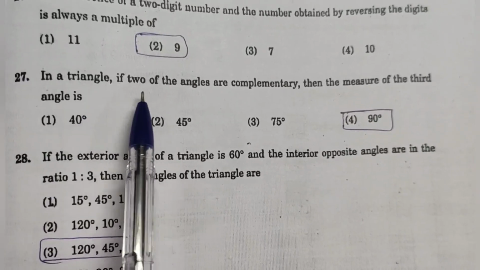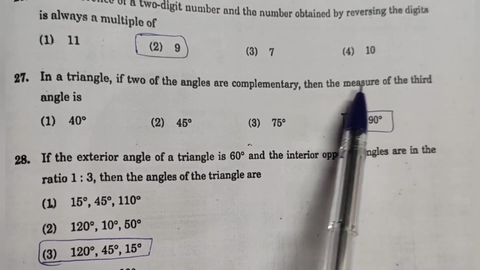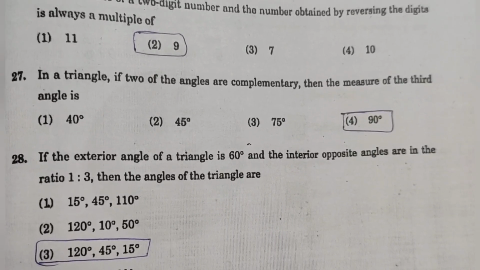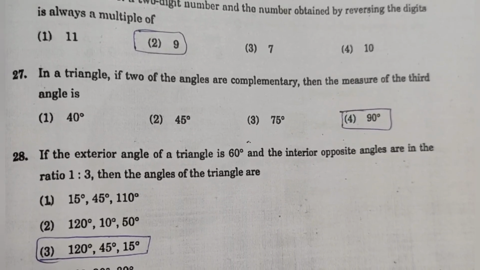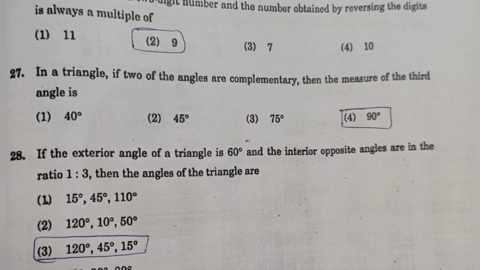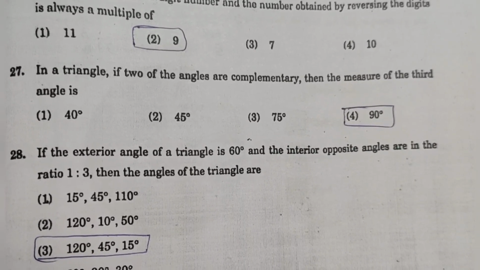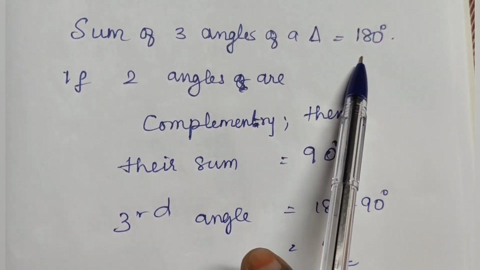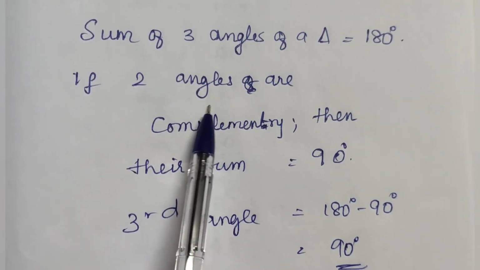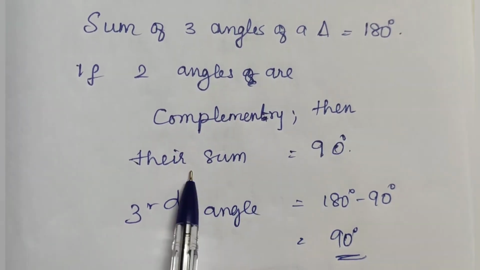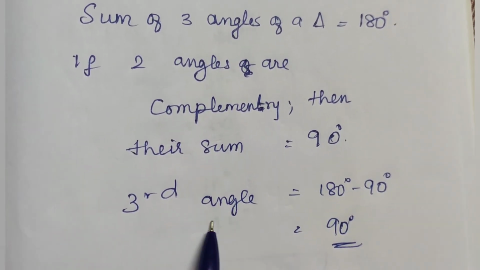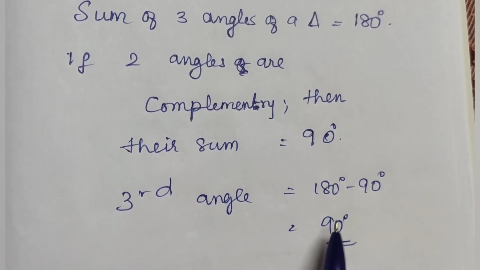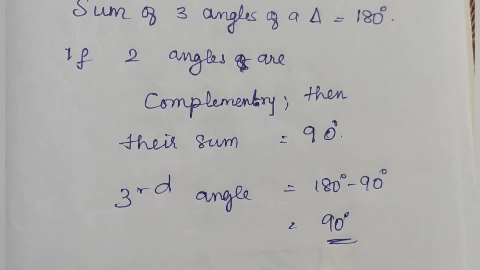27. In a triangle, if 2 angles are complementary, the measure of the third angle is dash. Here we have to study 2 properties. Sum of the measure of 3 angles in a triangle is 180 degrees, and complementary angles sum to 90 degrees. If two angles are complementary, then their sum is 90 degrees. Third angle is equal to total sum 180 minus the two angles 90 degrees. So the third angle is 90 degrees.